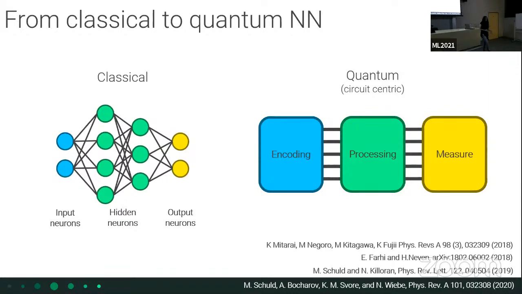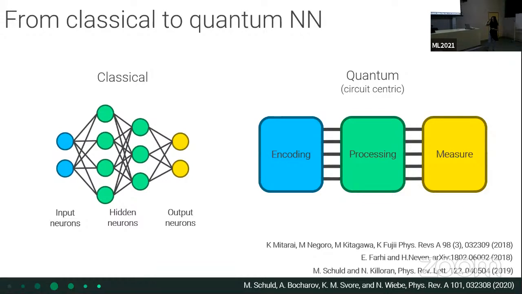So how can we move from classical to quantum neural networks? As you know, the structure of classical neurons is we have some input, we have some hidden units that process the information, and then we have some output. And with that output, we construct a cost function and try to optimize the parameters of the hidden neurons.